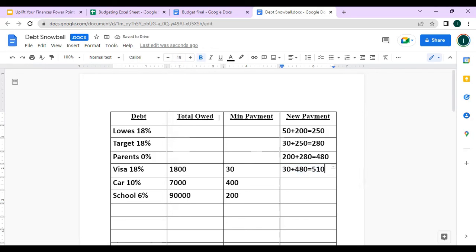Then he's going to use the 510 to pay off the 1800. He's going to pay that off in less than 4 months. So 4 months goes by and he pays this off. And now he's going to use that 510 and add that to the $400 to give him 910. Then he's going to use the 910 to pay the $7,000 off. He's going to pay those $7,000 off in 8 months.